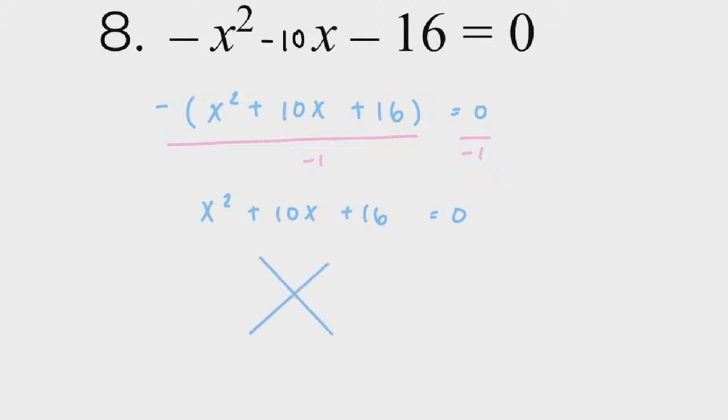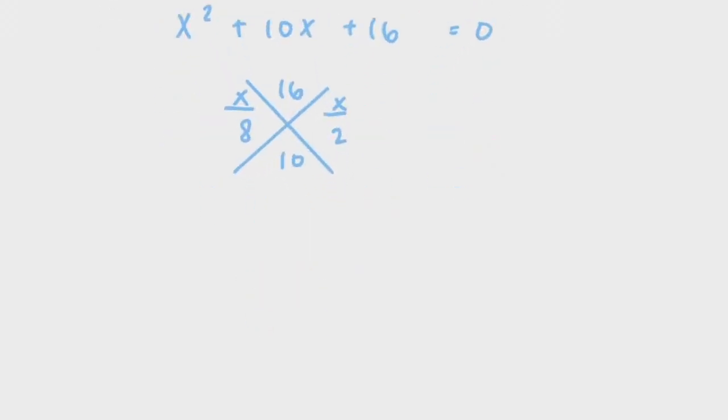Then we can use the x method. So on the top would be 16, on the bottom is 10. We're looking for 2 numbers that multiply to 16 and add to 10, and that'll be 8 and 2. We have x on top. So then we get x plus 8 times x plus 2 equals 0.